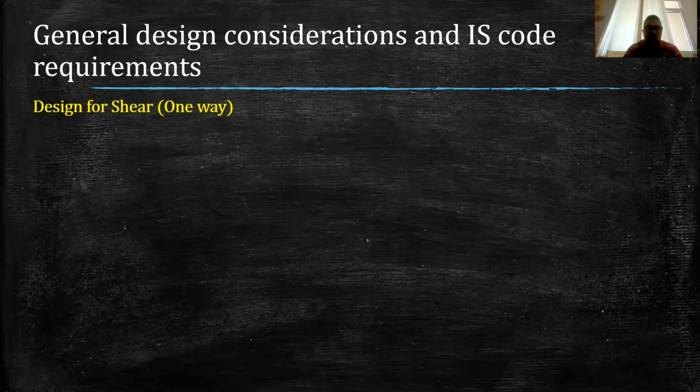Now, talking about the major consideration that we generally consider in our design, and that is design of foundation for the shear. In this criteria, we generally check the shear force for the calculated value of the depth. If we calculate the bending moment in the foundation and calculate the depth of the foundation, we will check that depth against the one-way shear as well as the two-way shear.